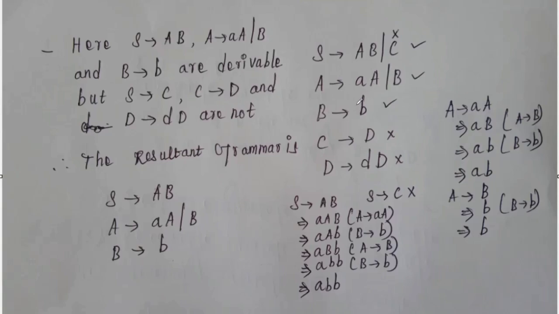Here B produces small b is derivable. A derivable symbol is a symbol that can be produced during the derivation process. Here S tends to AB, A tends to AA or B, B tends to b are derivable. But S tends to C and C tends to D and D tends to DB are not derivable, because they are not generating, they are not reachable. Finally, the resultant grammar is S tends to AB, A tends to AA or B, B tends to small b.